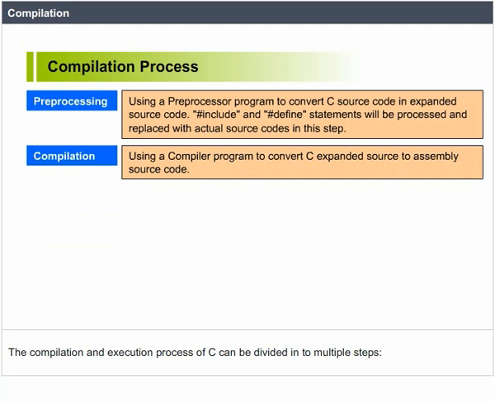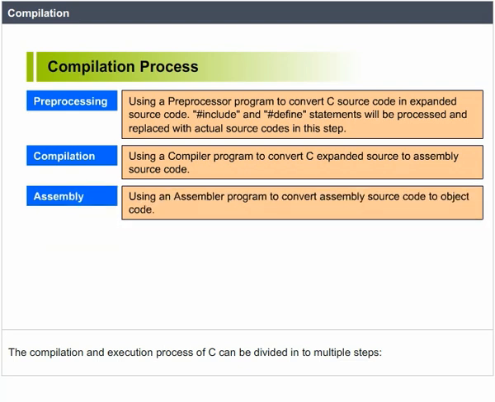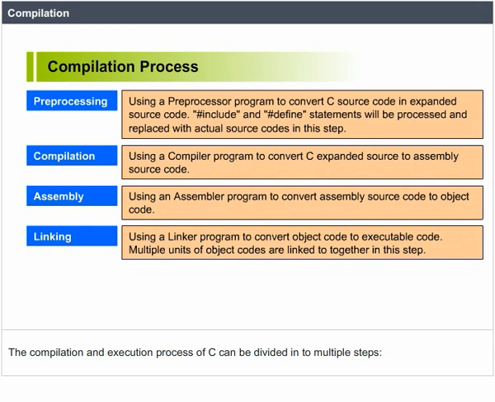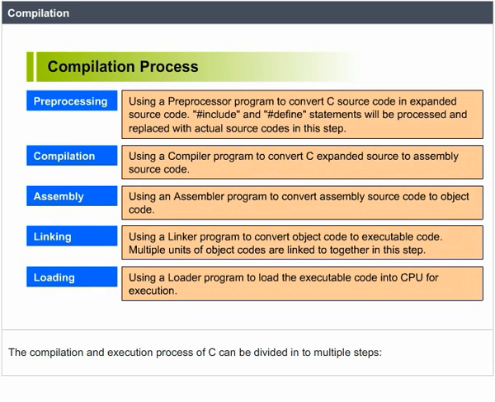Compilation: using a compiler program to convert C expanded source to assembly source code. Assembly: using an assembler program to convert assembly source code to object code. Linking: using a linker program to convert object code to executable code. Multiple units of object code are linked together in this step. Loading: using a loader program to load the executable code into the CPU for execution.